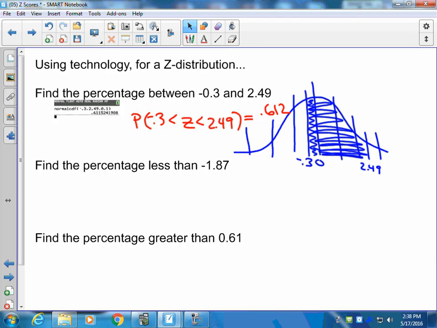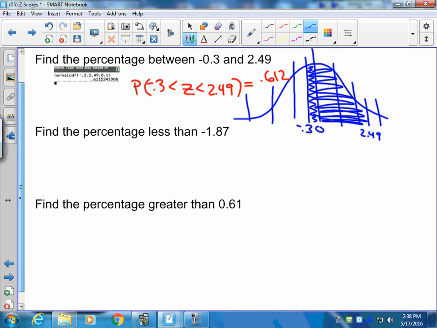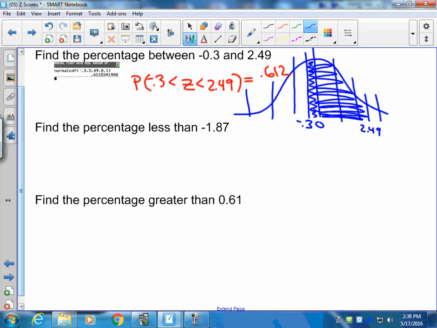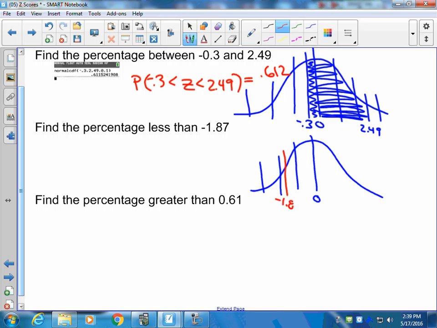If we look at this next situation, find the percentage that is less than negative 1.87. Okay, so we have our distribution centered at 0. We're dealing with negative values here. Okay, so what we want to do is put in the given value that we have, negative 1.87. We want to be less than that value. Okay, so now I look at this shaded region. This shaded region has an upper boundary, but it doesn't have a lower boundary.